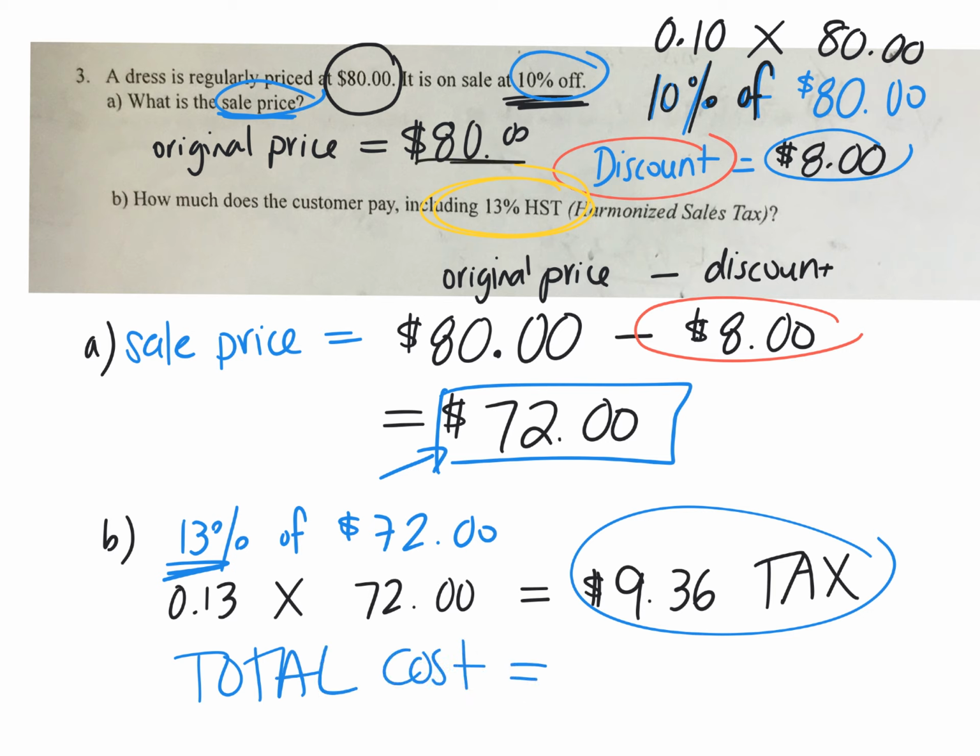It was originally $80. It's on sale for $72, but I have to pay tax. So how do I calculate the total? We're going to take the sale price, $72, and I'm going to add the tax. All together, how much am I going to pay for this dress with tax now? $81.36. That's the final answer.